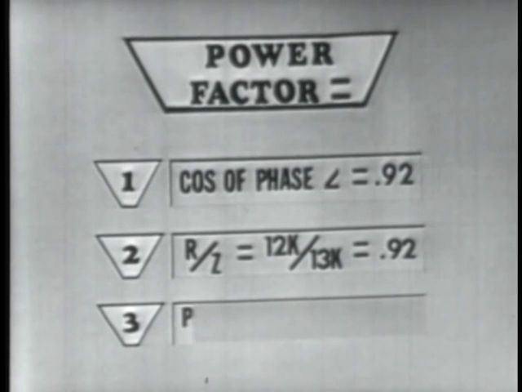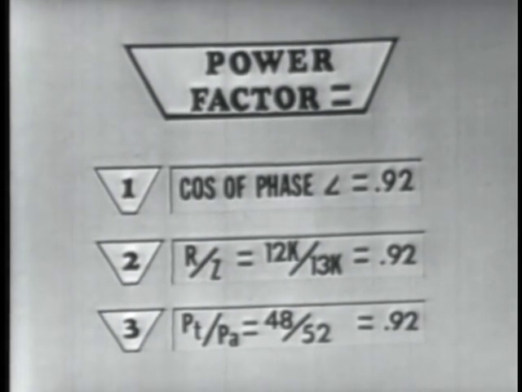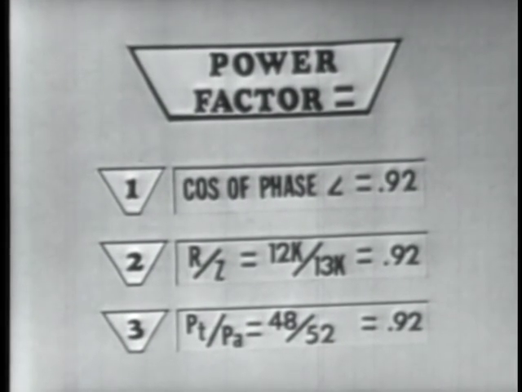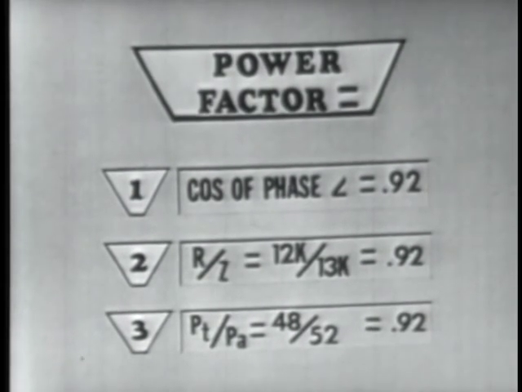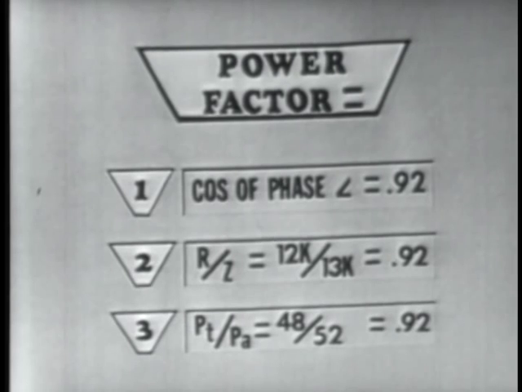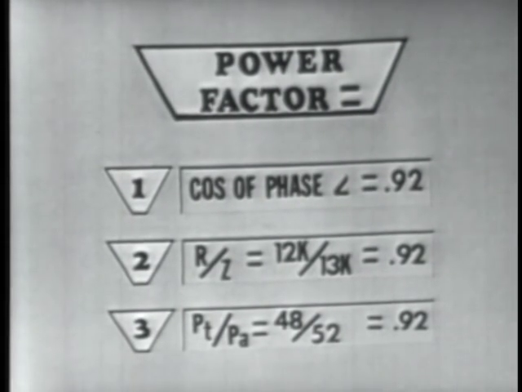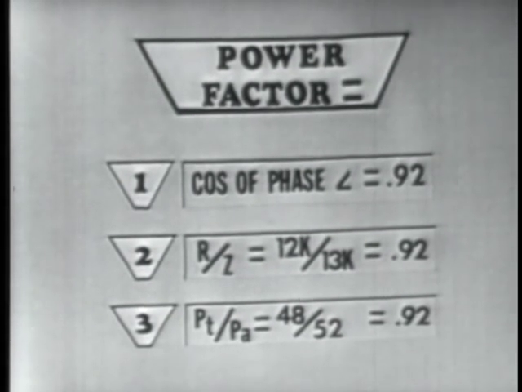And number three, the power factor is equal to the true power divided by the apparent power. In our problem, 48 milliwatts divided by 52 millivolt amperes, which is equal to 0.92. Note, in all three, the answer is identical. This is a good check on solving your problems. If you come out with the power factor the same in all three formulas, why, rest assured, your computations are correct.